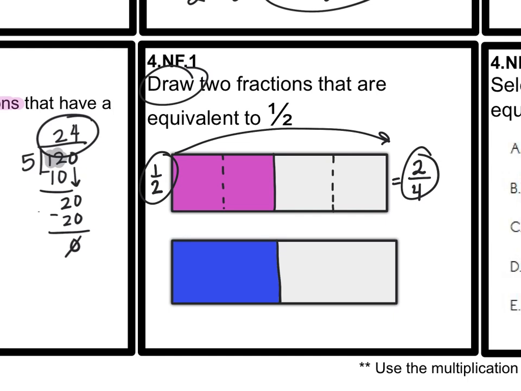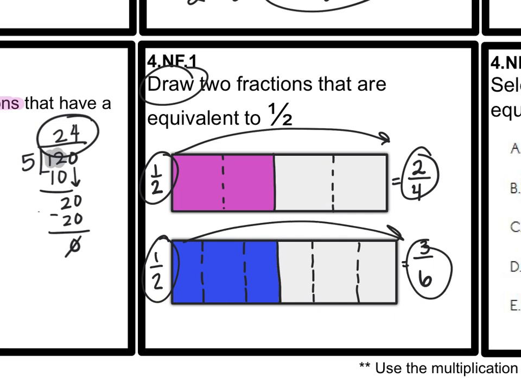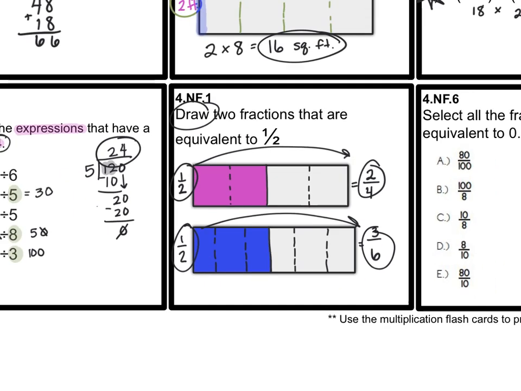Another way I could do this is break each box up into thirds. So I could have this being broken up into thirds and this one being broken up into thirds. And so when I started with 1/2, I broke it up, and so now I have 1, 2, 3 pieces shaded out of 1, 2, 3, 4, 5, 6. So another equivalent fraction would be 3/6. And that's exactly how you would do that problem, shade it in. That's how I suggest you go about getting that one done.